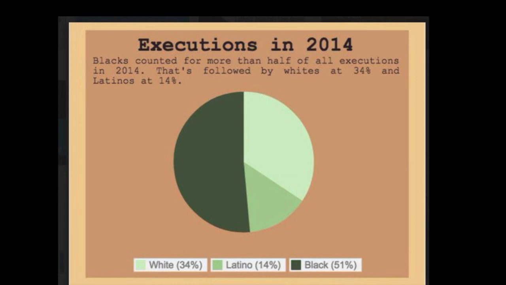Executions in 2014, a really poorly designed infographic altogether, but the big thing I want to point out here is why can't you just put the name right there in the pie chart? That way we're not looking at green, lighter green. Really confusing, especially when the colors are so similar.